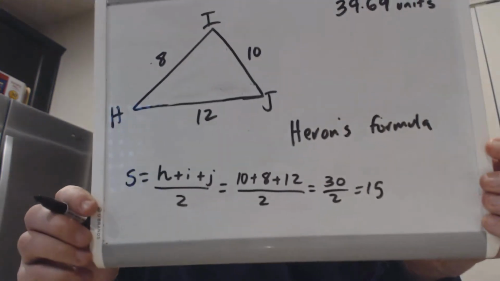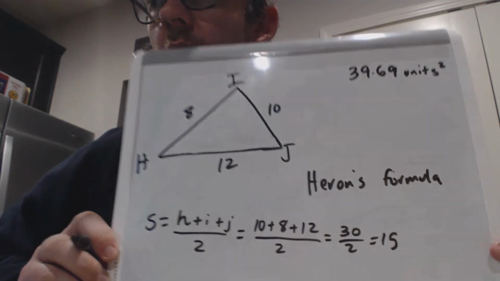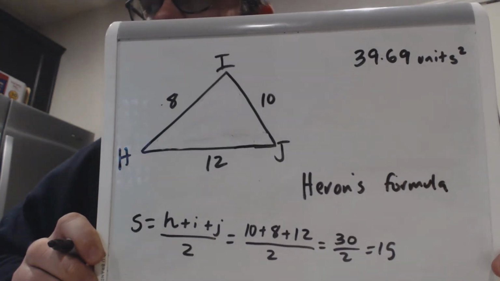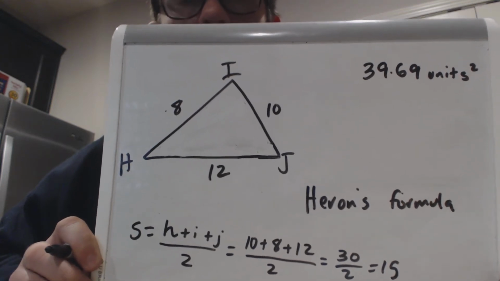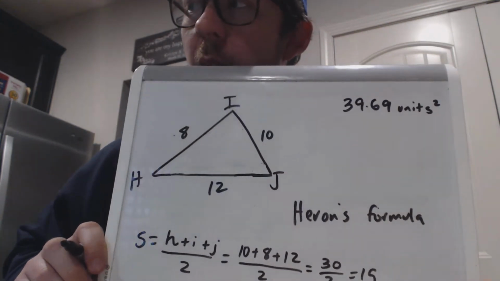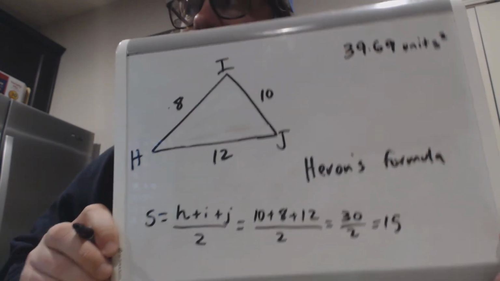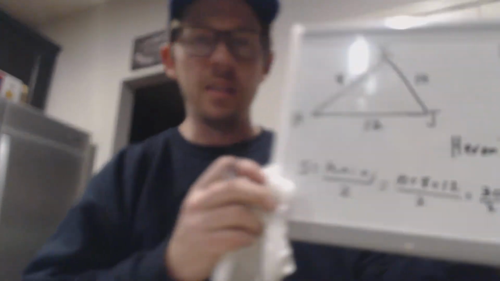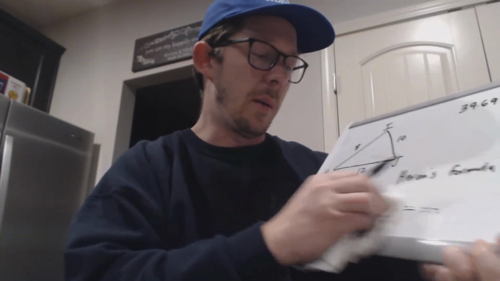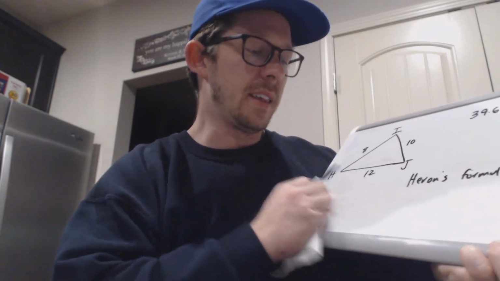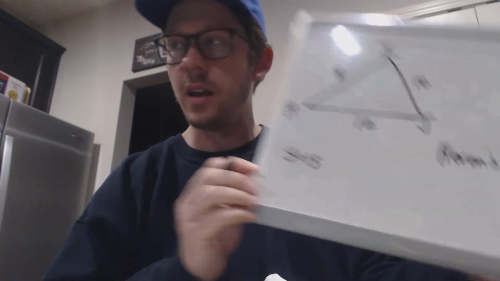So in Heron's formula, this isn't the full formula, it's just S. Basically, S is just half of the perimeter. So if you're working with triangle ABC, it'd just be A plus B plus C divided by 2. Now, keep that in mind, S is 15, so make note of that. We just added the sides up, divided by 2. So I'm going to write, in this case, S is 15.